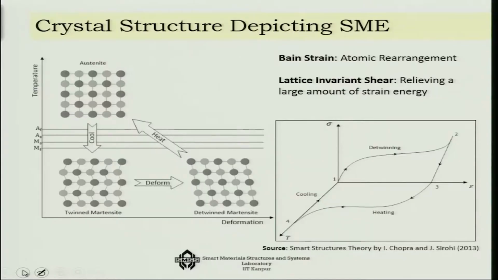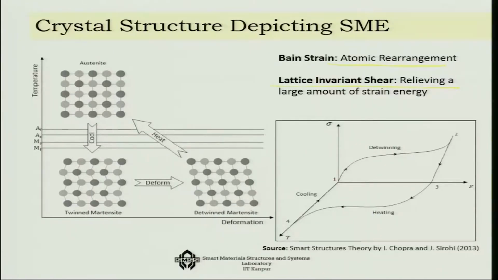So this is now in terms of three-dimensional situation. Okay. Now there are two things that means. One is called the Bain strain, which refers to the atomic rearrangements, and another is the lattice invariant shear, which refers to the release of a large amount of strain energy.